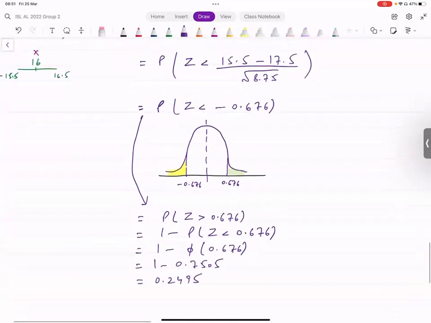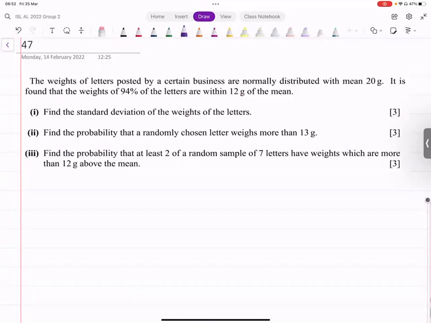ये हमें figure out करना था। So the weights of letters posted by a certain business are normally distributed with mean 20 grams. Okay, so the weights are normally distributed. So first of all, you got a normal distribution. And in that normal distribution, we know that mu is equal to 20. And we are given that weights of 94% of the letters are within 12 grams of the mean.